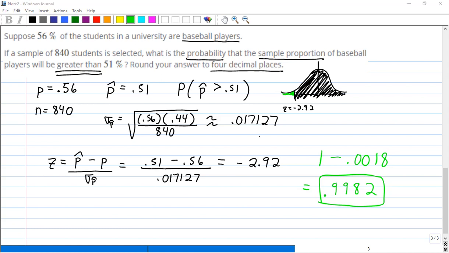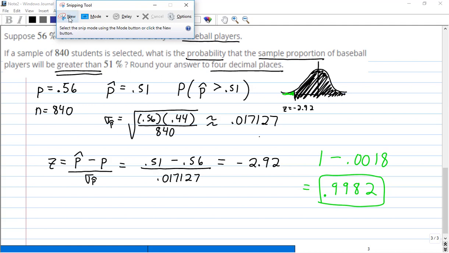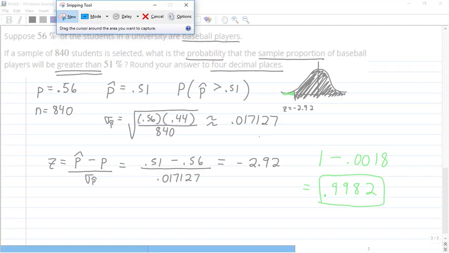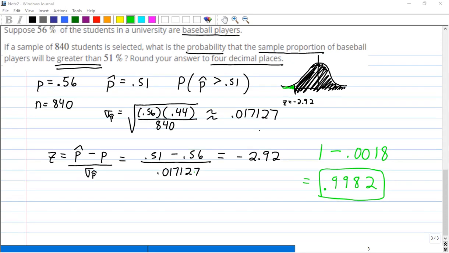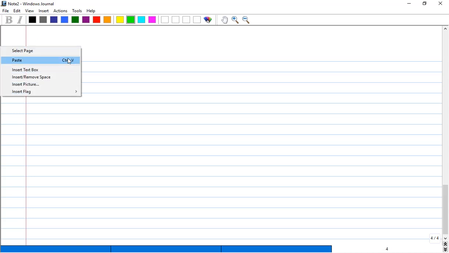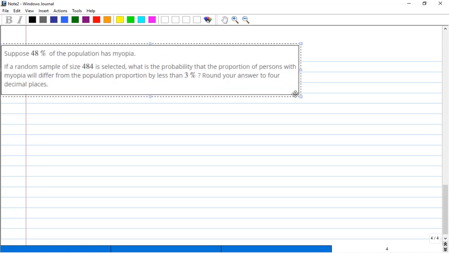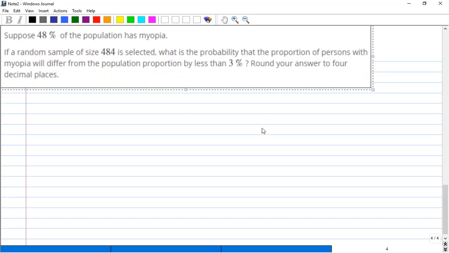Let's do one more because this one is a little tougher. Because this is one of those, like in the last section, where you're looking for a probability that differs or is less, differs by a certain percentage than the population percentage or proportion. The one where we have to add and subtract to find our p-values. Okay. So read this problem.